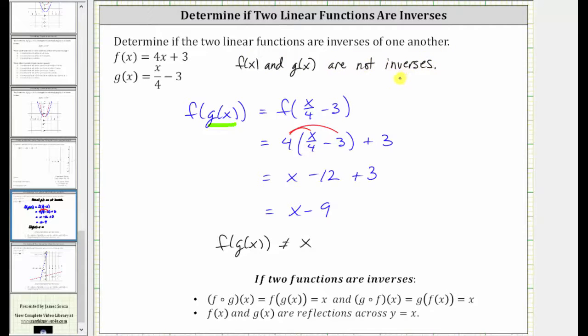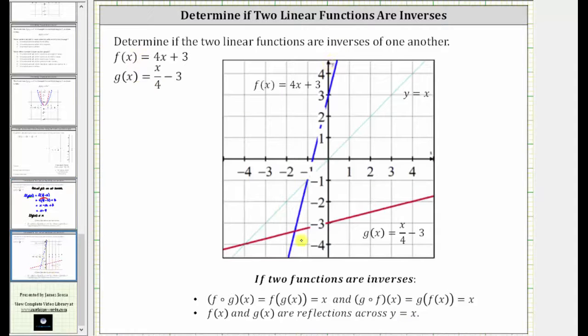So we can't always tell whether functions are inverses just by looking at their operations. And because f of g of x did not equal x, we don't have to check g of f of x. But before we go, let's take a look at the graph of f of x and g of x on the coordinate plane, as well as the line y equals x.